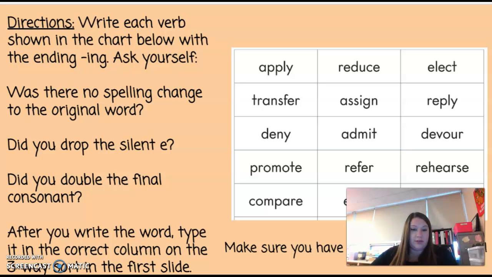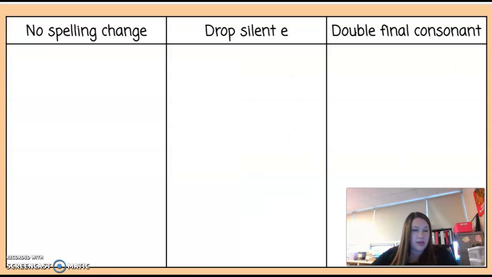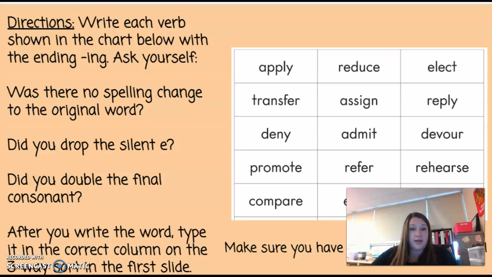After you write the word, I want you to type in the correct column on the three-way sort in the first slide. So here is the three-way sort that you're going to type the words in. But let's follow those directions. Step 1 was to take each of these words and write on a piece of paper adding ing. So I'm taking the word apply and I'm adding ing. I'm writing it.